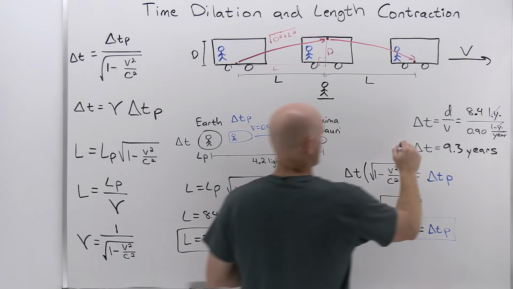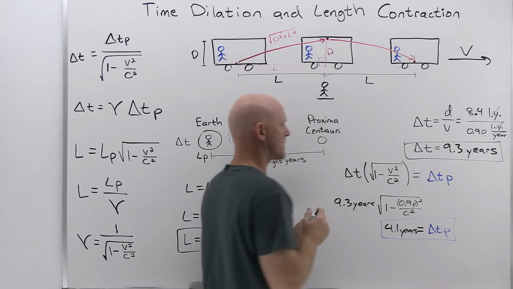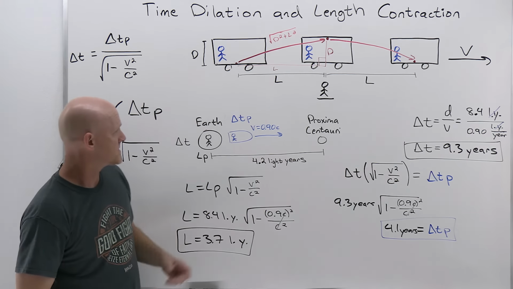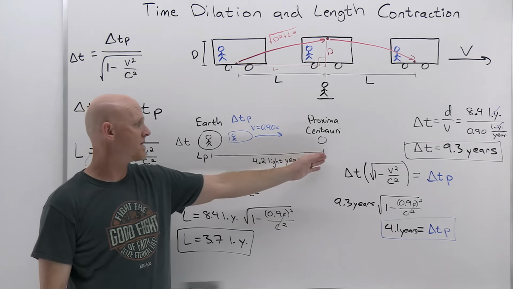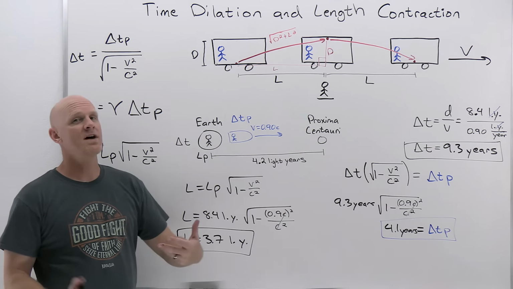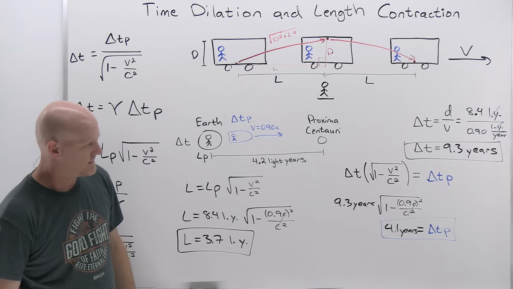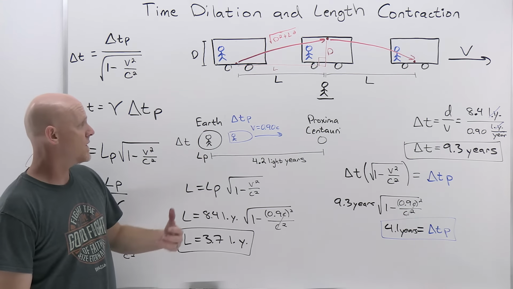All right, so there's the 3 answers we were looking for. From his perspective, it's just 3.7 light years away, the total distance there and back, not the 8.4. That's your length contraction.